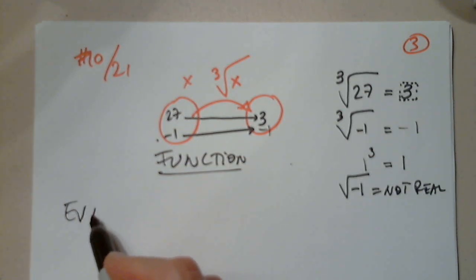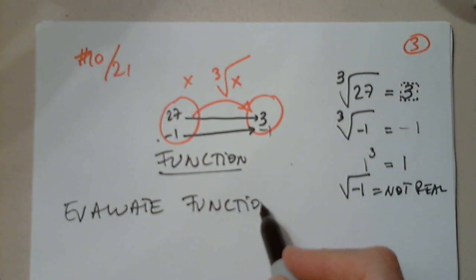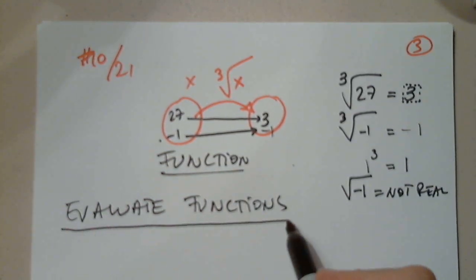How do we evaluate functions? That's our next step. Let's take a look. So we have different situations. Let's choose a function here and evaluate it. Which function would you like to pick so we can evaluate it? 26 or 27. Okay, let's look at 27.